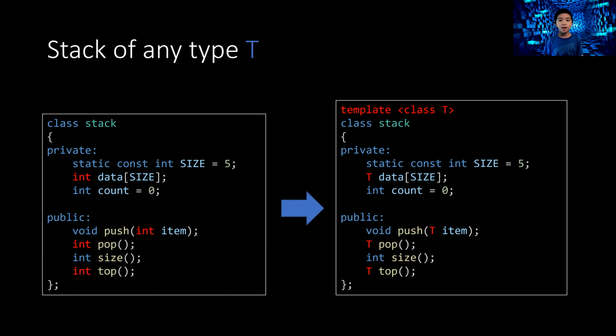The left side is the stack class we created previously. Pay attention to the integer data type in red. These are the data types of the elements in the stack. Those are what we want to replace with a template. The right side is the same class extended with templates. As you can see, it simply replaced the data type of the elements with the placeholder T.